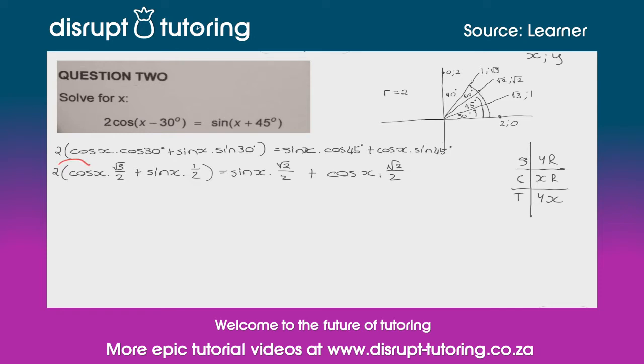Okay, so next what we're going to do is multiply the 2 into both of these using the distributive law. And when I do that, I'm going to write the answer in front of the trig function, just because it looks a little neater. So 2 times cos x times root 3 over 2. So the 2's will cancel, leaving me with root 3 cos x plus, and then 2 times a half sin x times a half. So that'll just leave us with 1 sin x, or just sin x, and that is equal to our root 2 over 2 sin x plus root 2 over 2 cos x.